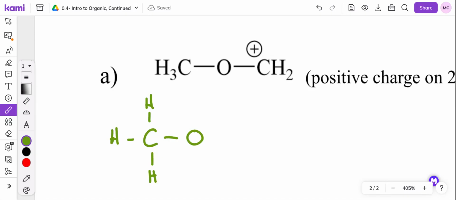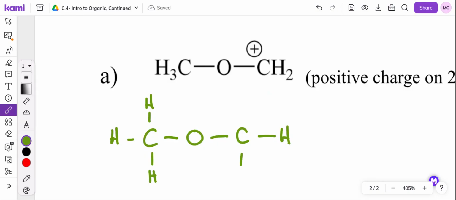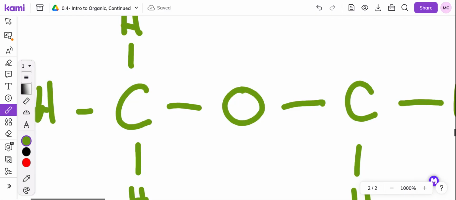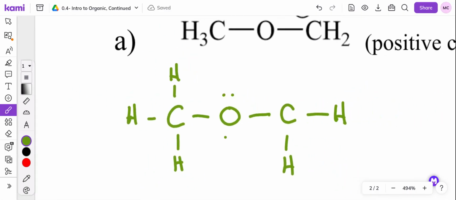So oxygen wants to have 2 shared pairs and 2 lone pairs, but we can see that it's connected to a carbon. So I'm going to put a carbon here and a hydrogen and a hydrogen. Yes, there are only 2 hydrogens on this compound. That's why it has a +1 charge. Here, let me clean that up. So if I go back and I look at the oxygen, for oxygen to have a formal charge of 0, it should have 2 lone pairs as well. 2 shared pairs, 2 lone pairs.